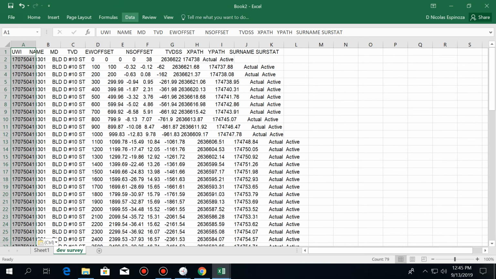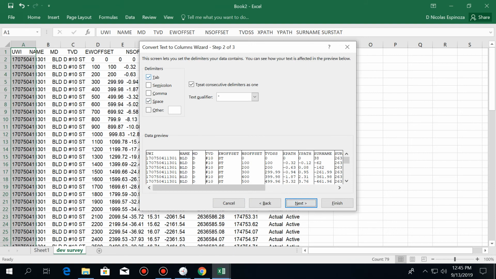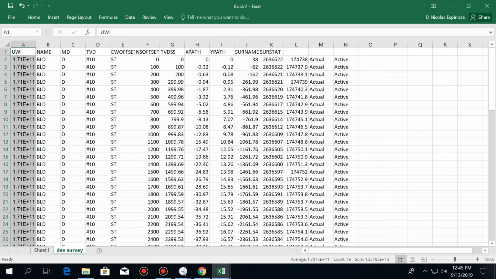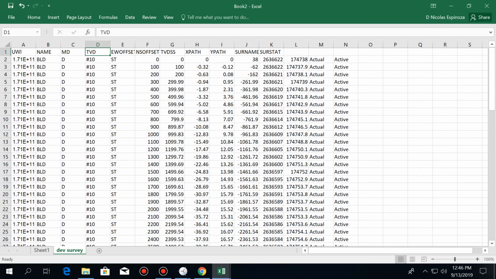I'm going to do the same thing as I did before. Text to columns, delimited. Next, finish, and now I have the API number of the well. This first number is the unique wellbore identifier. I have the name of the lease, I believe, or let's see, let's go down. BLD, I'm not sure, but anyway, I have here measured depth.